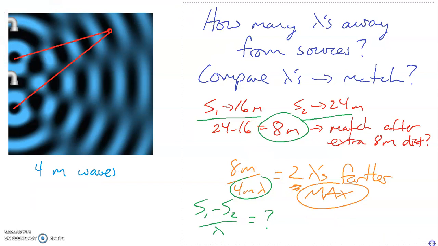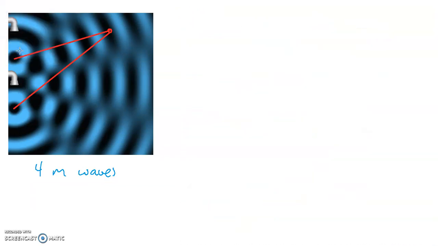Okay, so the expression that we just put together there is really straightforward. You've got S1 minus S2 divided by the wavelength. We see how much farther one source is, and then we see how many waves will fit in there. Now, you'll often see absolute value around there because it doesn't matter if it's positive or negative, but you'll often see this. Okay, so let's take a different location.